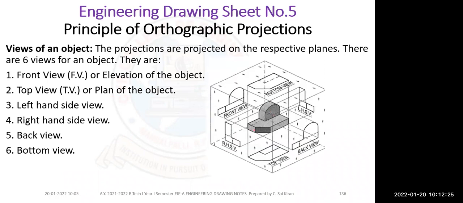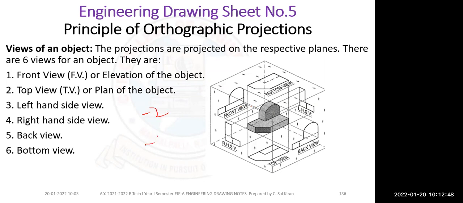So this is my object. The object shows differently in different views. Front view and back view almost show the same shape. Bottom view and top view show the same way. And left hand side view and right hand side view show the same. So minimum you require 2 views in order to generate a simple object.